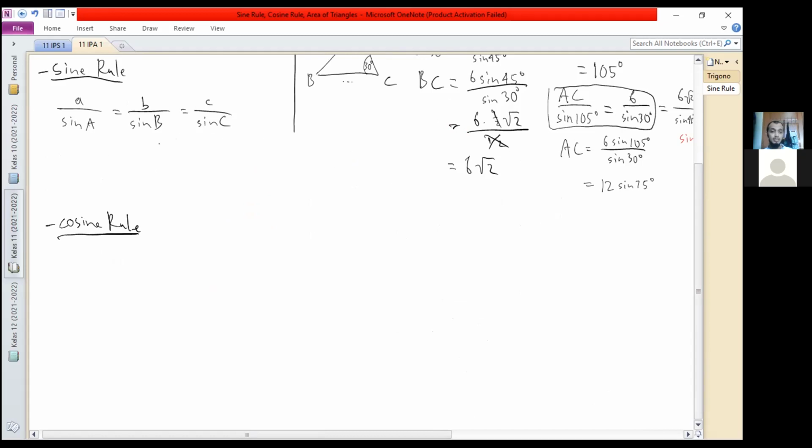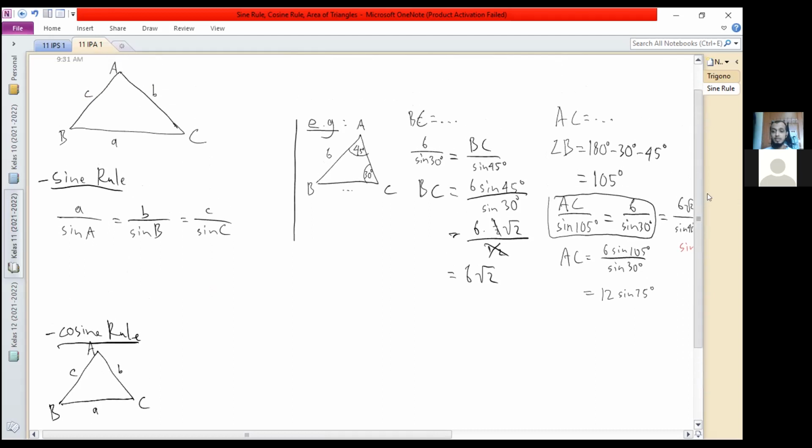So the setup is the same. We have a triangle, any triangle. It can be a right triangle or acute (segitiga lancip), or an obtuse triangle (segitiga tumpul). So again, let's say the triangle is ABC. The angles are A, B, and C, and then the sides are small a, small b, and small c.